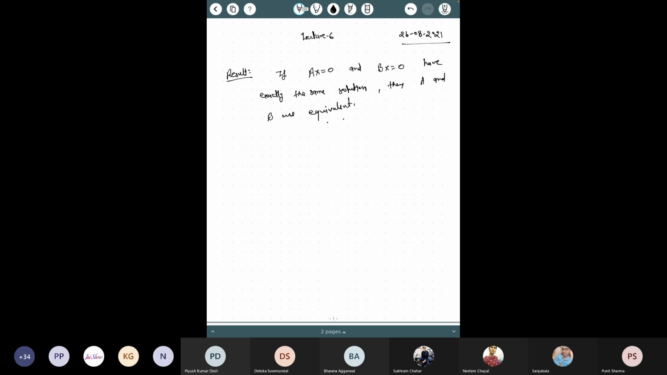As I said, the proof is not that straightforward, but I can give you the idea. There are two ways to prove this. First, you observe that they have exactly the same solution. That means their solution space is the same. Let's say S1 is the solution space for the first one, that means it's the collection of all x such that Ax equal to 0, and S2 is the collection of all solutions of Bx equal to 0.